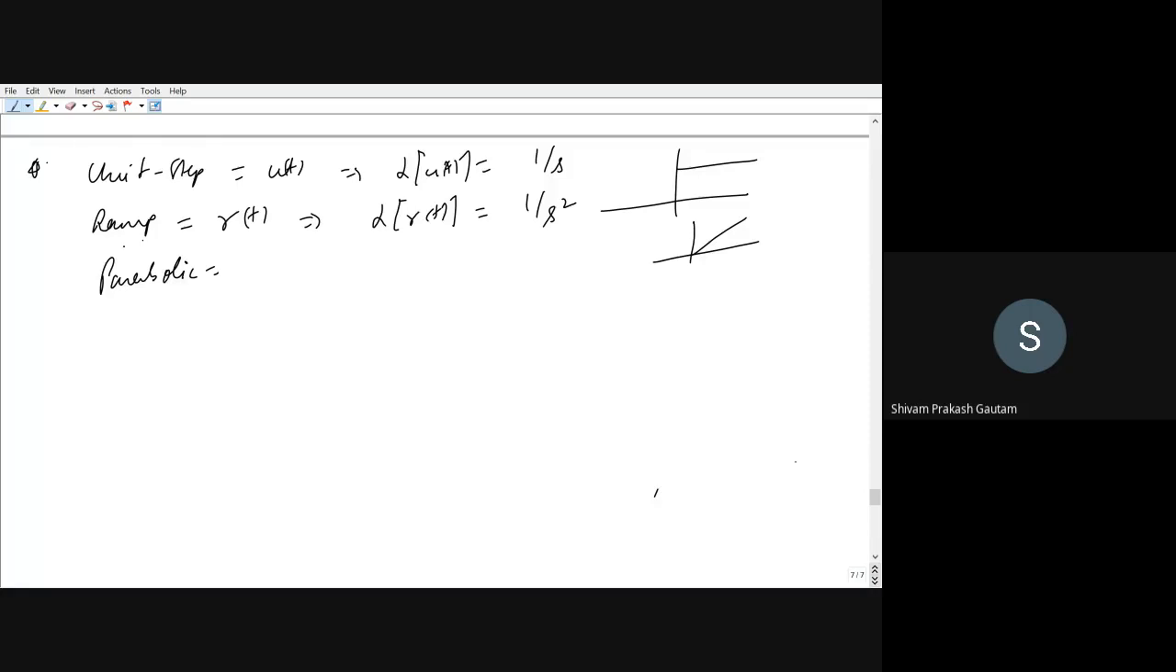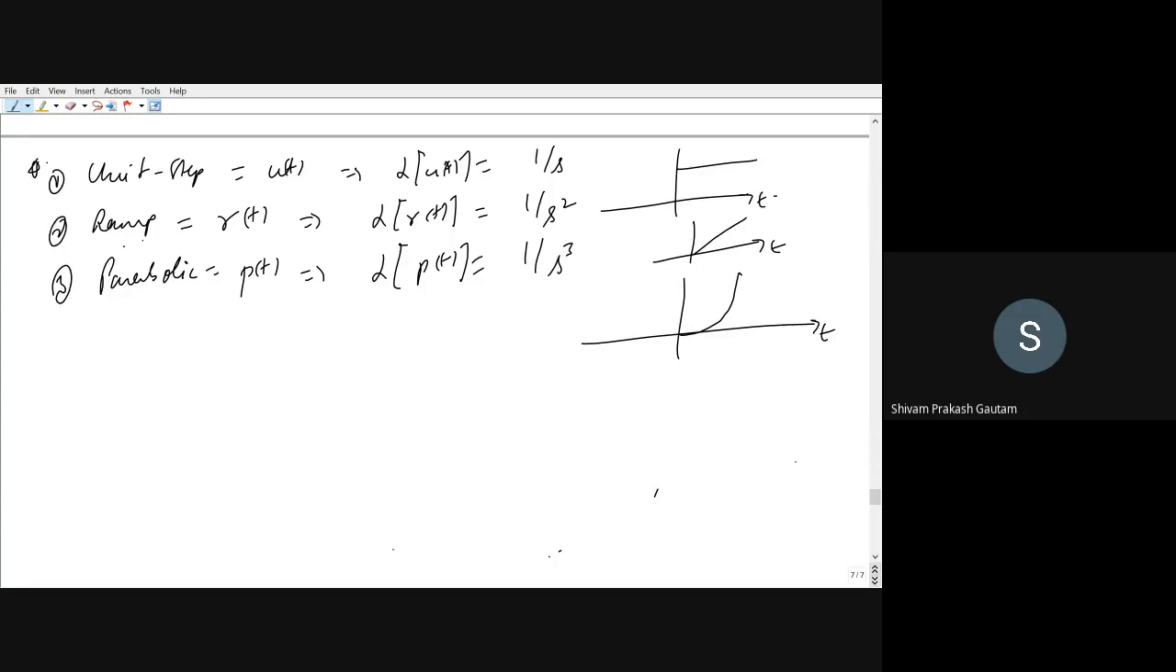The next function is the parabolic function. You can write it as p of t. And we have also seen that the Laplace transform of the parabolic function is given by 1 upon s cube. And how does the parabolic function look? It looks like this, right? It increases non-linearly. All these are on the time axis.